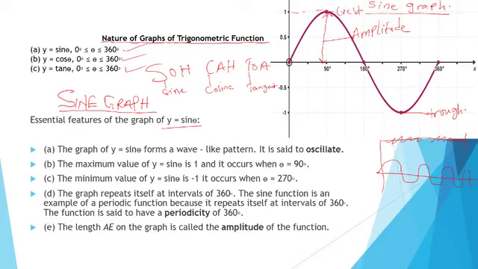Now, what's the difference between the crest and the trough? I stated it here. The crest is the point where the sine graph experiences a maximum value. This is -0.5, this is 0.5, this is 1. So this is the crest.